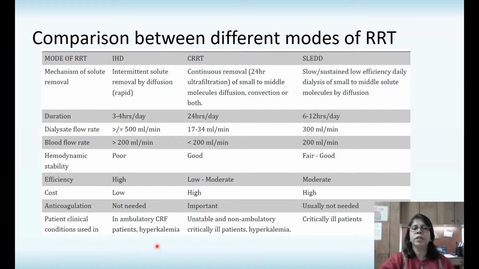Which are the conditions that are treated with intermittent hemodialysis then? Mainly ambulatory chronic renal failure patients who require regular dialysis lifelong, or patients with hyperkalemia or pulmonary edema, and so on. In CRRT, we usually include patients who are unstable, who are non-ambulatory and very critically ill patients, or have very severe hyperkalemia. And SLED is usually performed in patients who are critically ill.